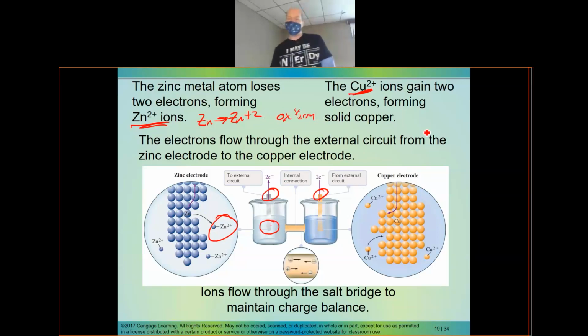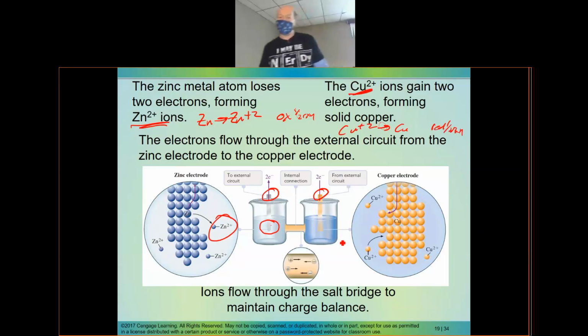Now your copper is going from a copper plus 2 to a copper solid. So a copper plus 2 is going to a copper solid. All right, and so that is your 2 reducing down to 0. This is your reduction half reaction.